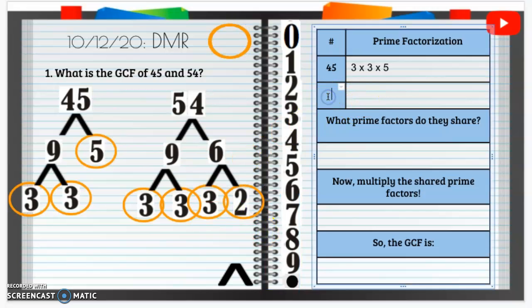So in order from least to greatest, our prime factors are a 2, a 3, a 3, and a 3. And again, we multiply them. All right, now, what do they have in common? Let's see. Do they have a 2 in common? No. What about a 3? Yeah, they do have a 3 in common.